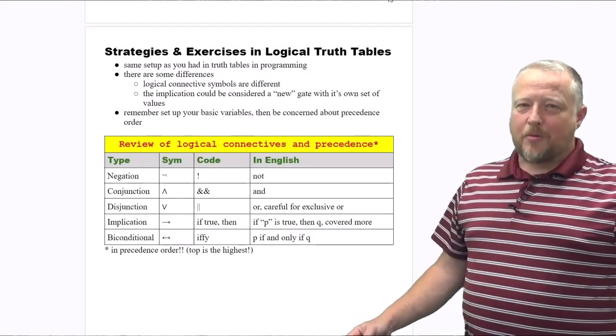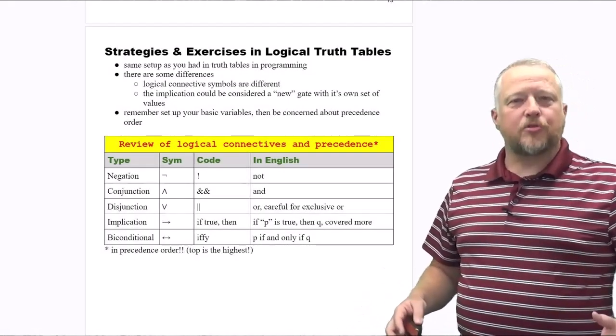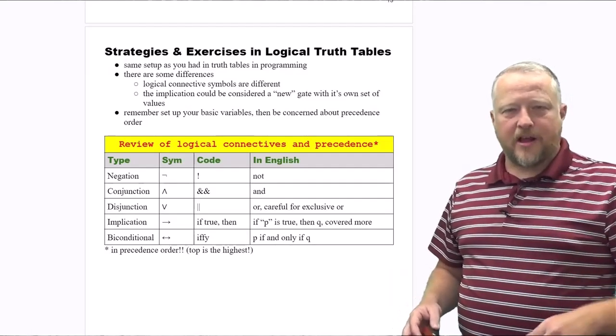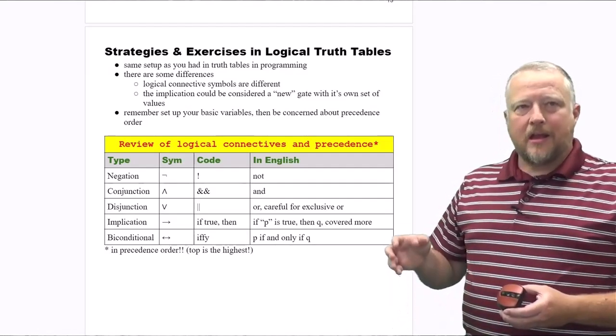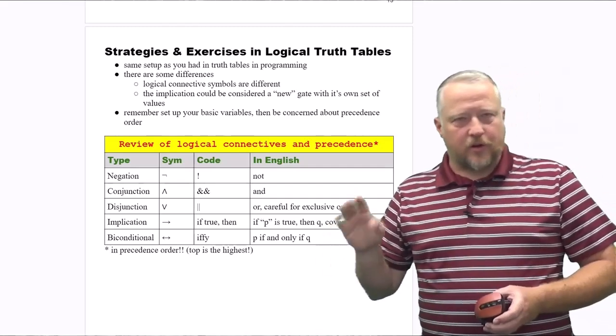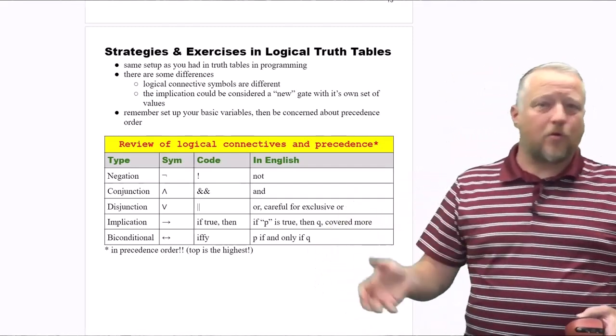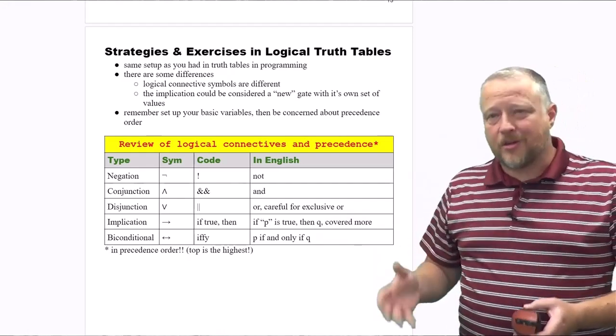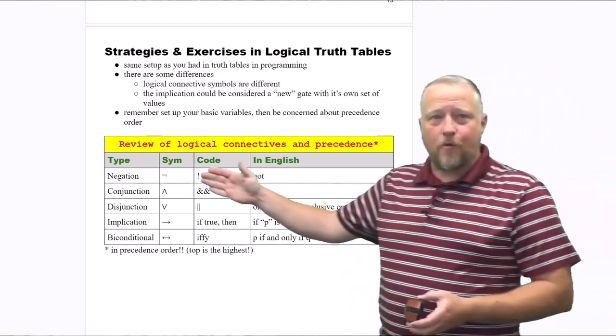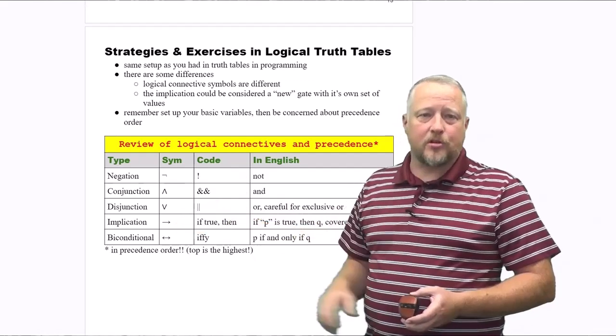So here comes the problems. You're going to do some exercises here in a moment. I'll set you up for that. But in your strategies and exercises for logical truth tables, it's very similar to what you did in truth tables before in regular programming. There are some differences. Your overall logical connective symbols are a little bit different.